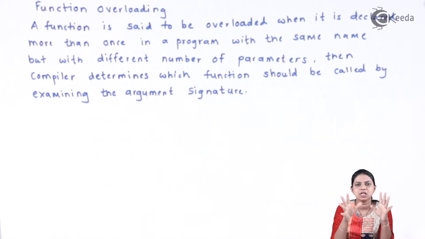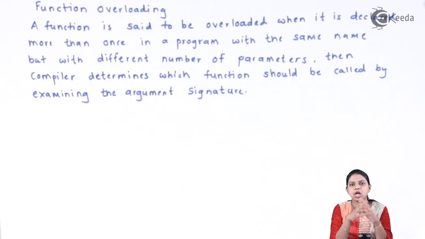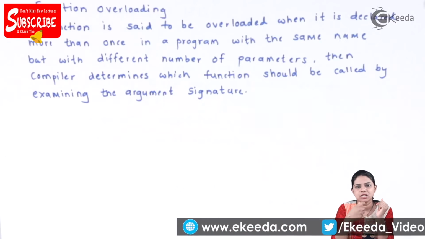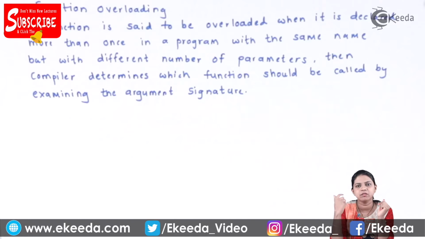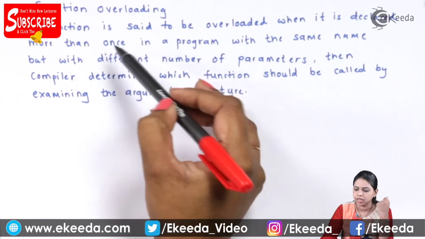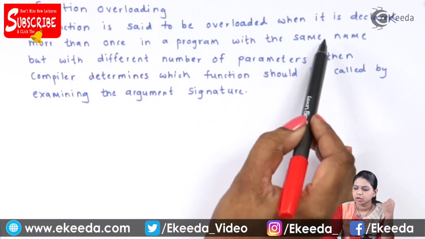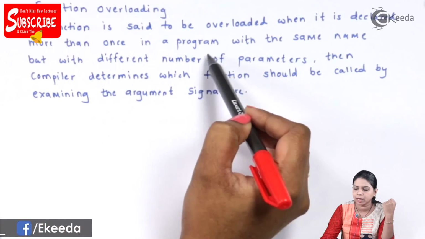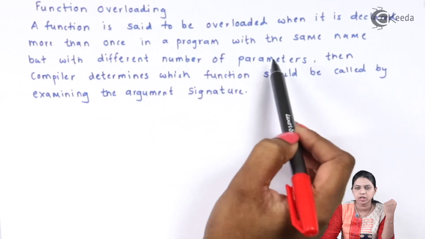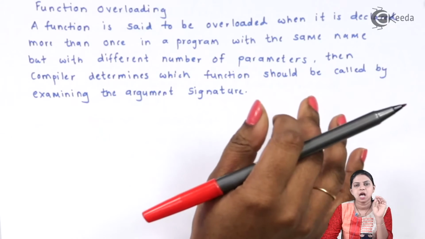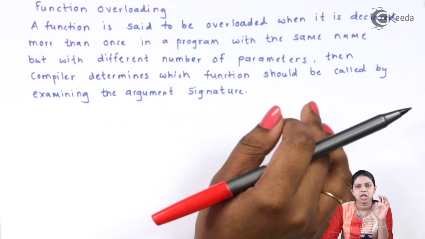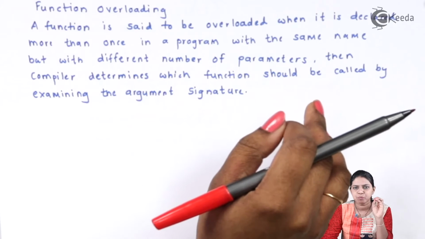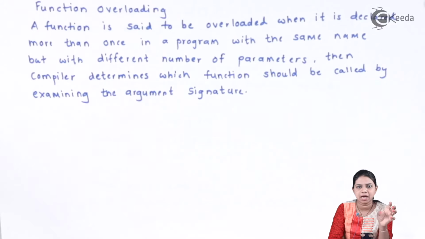So basically, I call a function an overloaded function when I declare a function more than once in a program with the same name but with a different number of parameters. So the definition of function overloading is, a function is said to be overloaded when it is declared more than once in a program with the same name but with a different number of parameters. So in that case, how does the compiler invoke the correct function? In that case, the compiler matches the parameters, and then the correct function gets invoked.